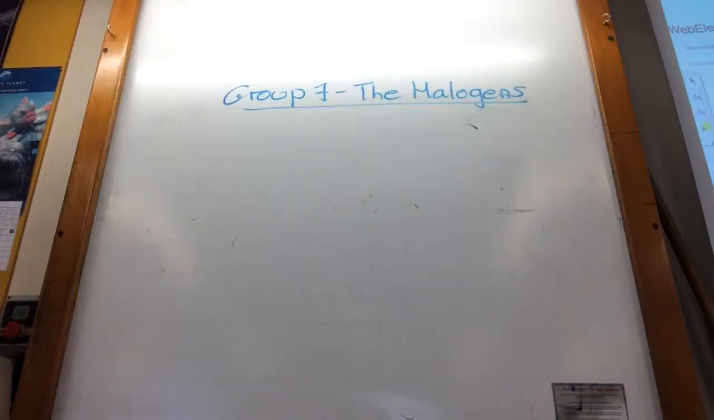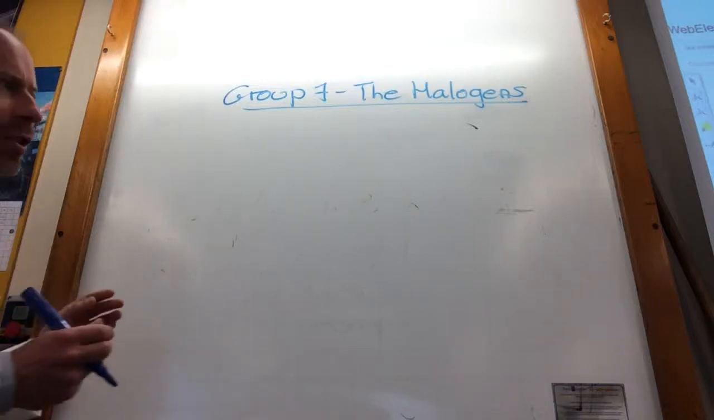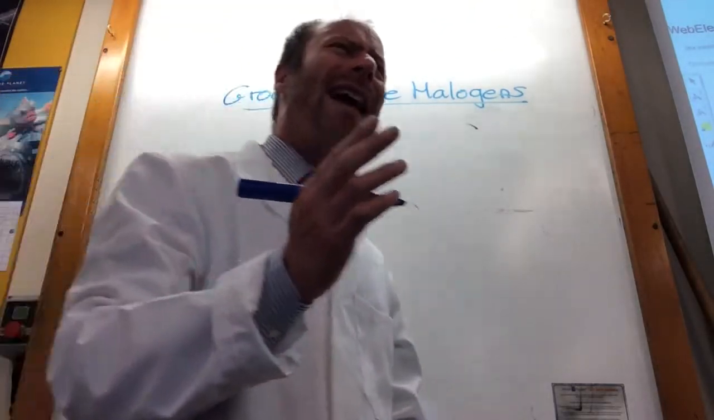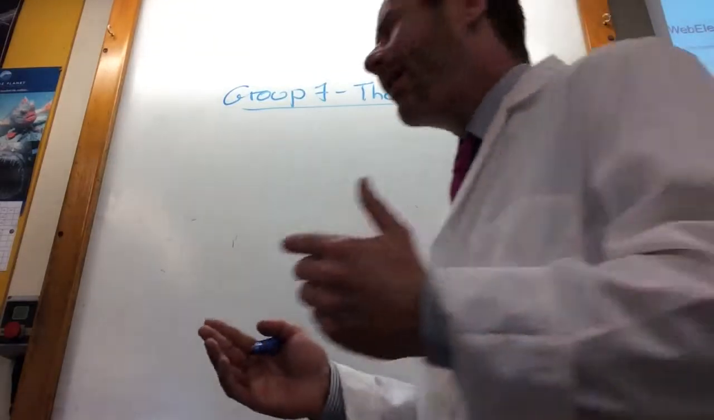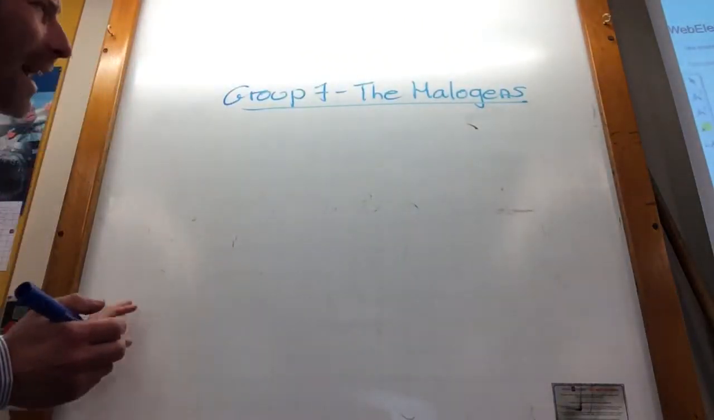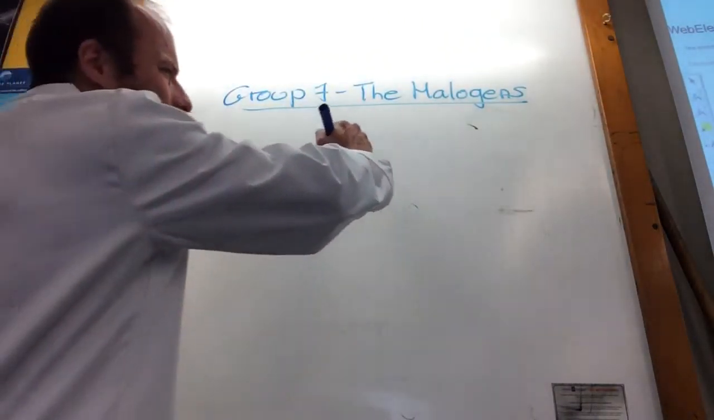So, group 7 are halogens. Group 7, of course, are the other end of the picture. Last week we looked at the alkali metals. They're all really reactive metals that we looked at. These are halogens. So what's the first halogen, the top one in the periodic table?